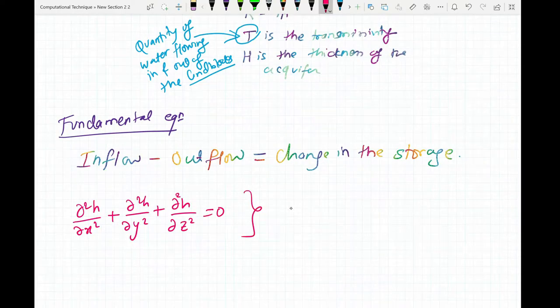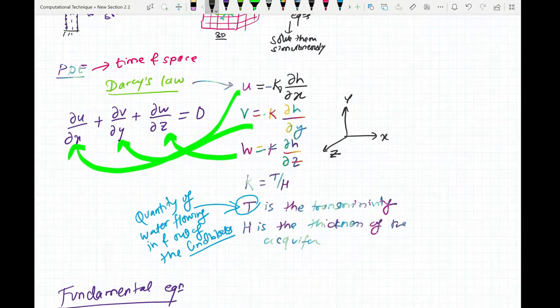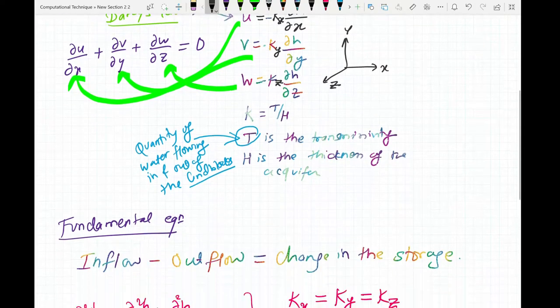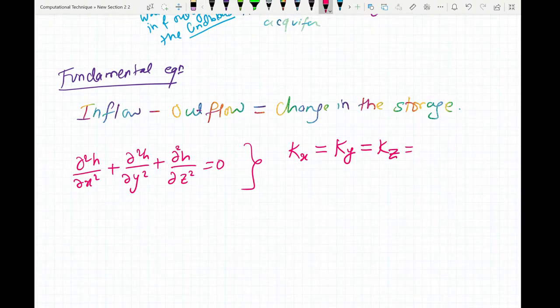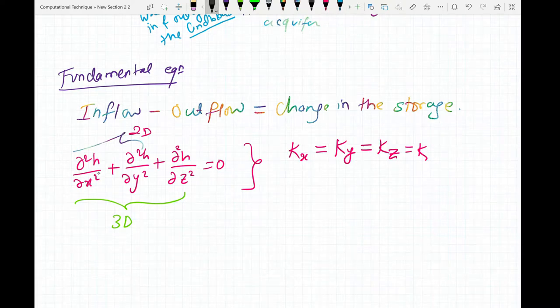Now in this case here, we're assuming Kx, the permeability in the x direction, equals the permeability in the y direction, equals the permeability in the z direction. So here, actually, this would be Kx, this would be Ky, this would be Kz in different directions. Now, we assume that these three permeabilities are the same, which equals K. And we can take the common term out and make it zero. Now, if we take all three equations, then it will be a 3D problem. If we take only two equations in the x and y direction, this would be a 2D flow. And if we take only one direction, let's say the x direction, then it will be a 1D problem.